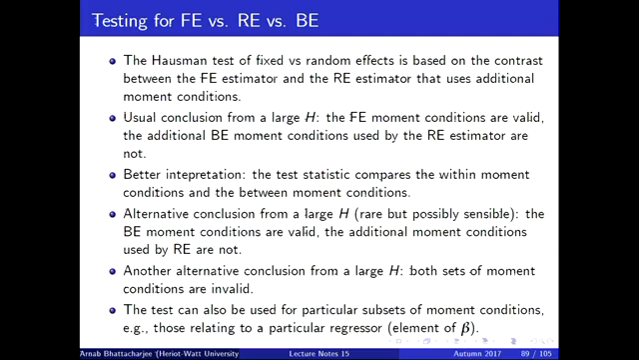So the fixed effects moment conditions are valid, the additional B moment conditions, so actually let me call it the B, this is really the between effects moment conditions, these are not random effects moment conditions. So these between effects moment conditions, they are not valid. So a better interpretation is that it compares the within moment conditions and the between moment conditions, okay?